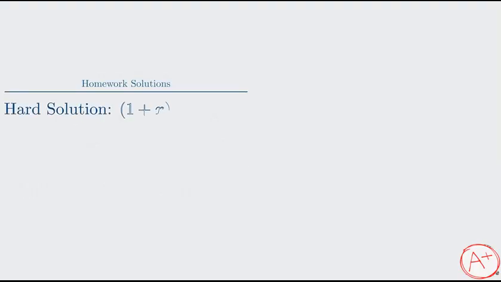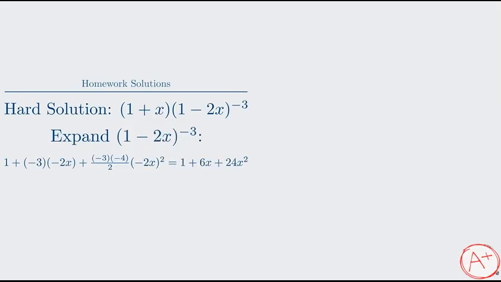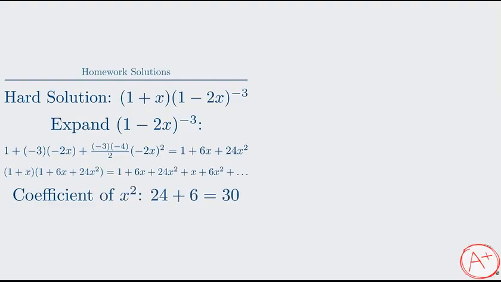For the hard question, we treat this as 1 plus x multiplied by the expansion of 1 minus 2x to the -3. First, expand 1 minus 2x to the -3 up to x squared. This gives 1 plus -3 times -2x plus -3 times -4 over 2 times -2x squared. Now, multiply by 1 plus x. We look for the terms resulting in x squared. The x squared terms are 24x squared and 6x squared, giving a final coefficient of 30.